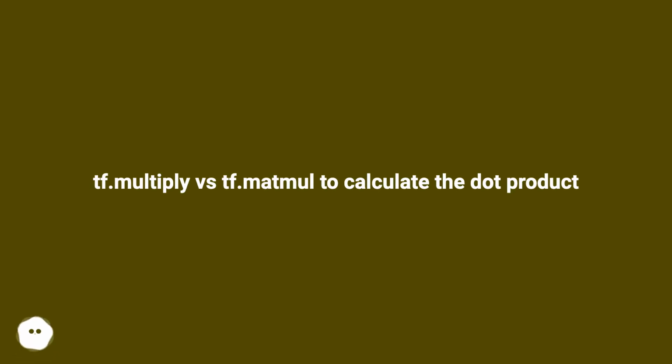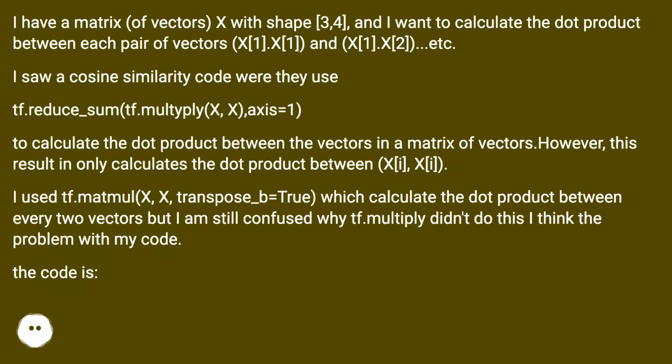Tf.Multiply versus Tf.Matmul to calculate the dot product. I have a matrix of vectors x with shape 3, 4, and I want to calculate the dot product between each pair of vectors: x1.x1 and x1.x2, etc.